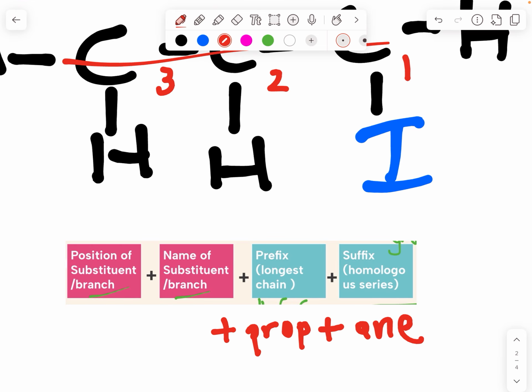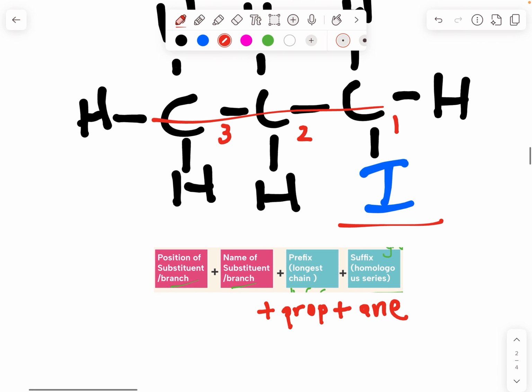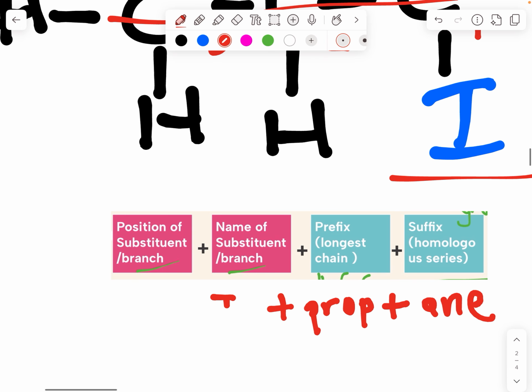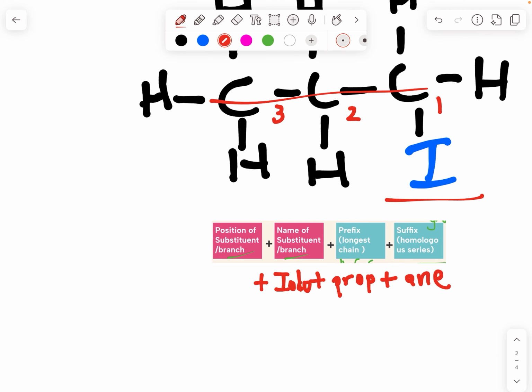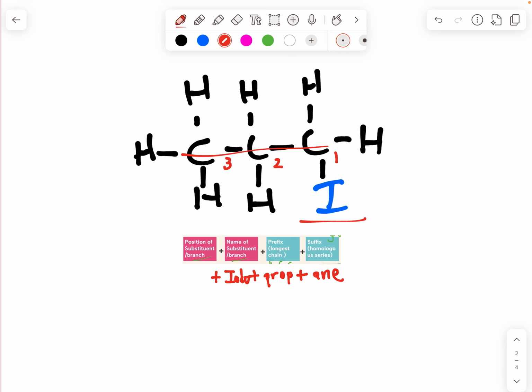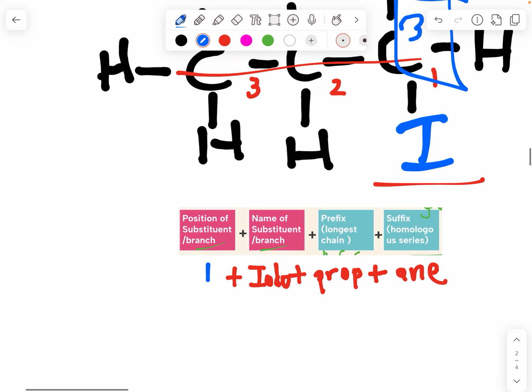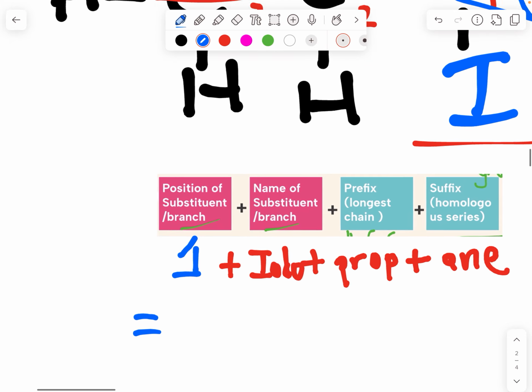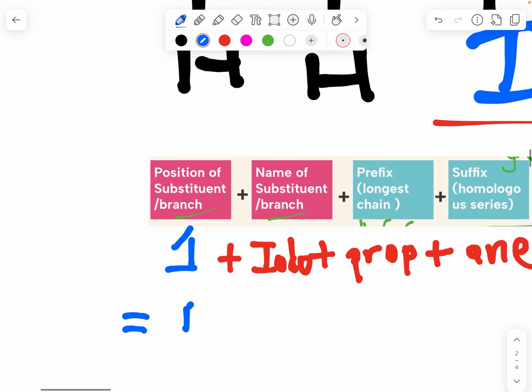Then we need to do our substituent, right? In this case, we have I, and for I, we name it as iodo. And we need to identify the position using the lowest possible number. So I'm going to do both ways. In this way, I started at 1. Let me do the other way. 1, 2, 3. Out of 1 and 3, the lowest number is 1. So therefore, the name of this compound is 1-iodopropane.